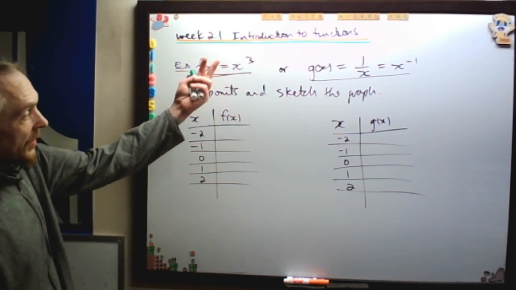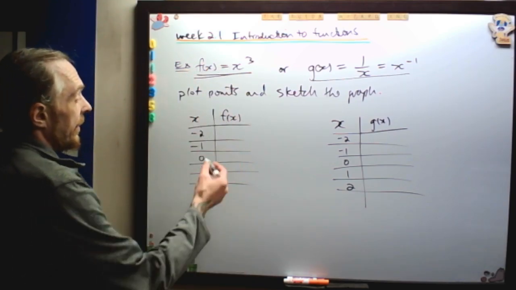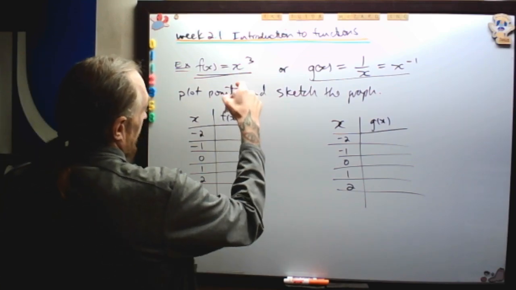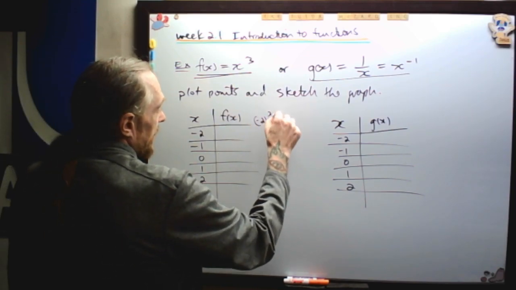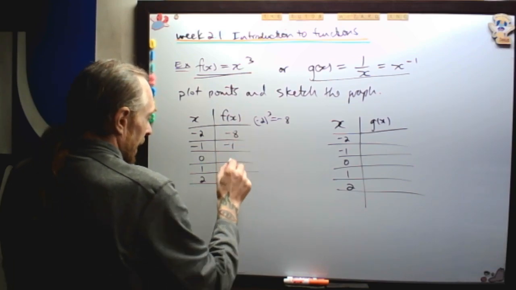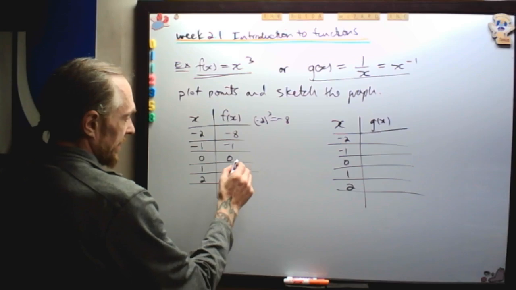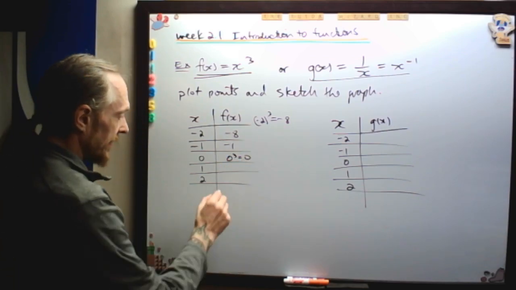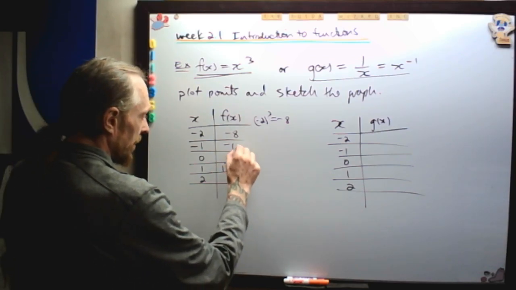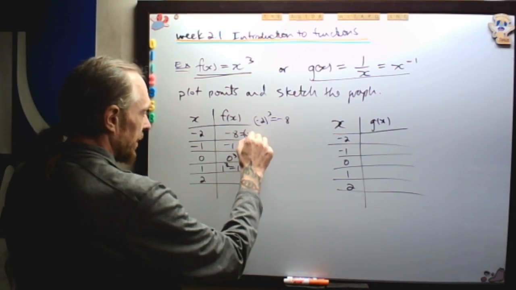And so for this function, it's a polynomial, which is a monic polynomial, so we can just keep going. So what we're going to do is this is going to be negative 2 cubed is the actual calculation, which will be negative 8. This one will be negative 1 cubed, which is negative 1. This is 0 cubed, which is 0. This is 1 cubed, which is 1.